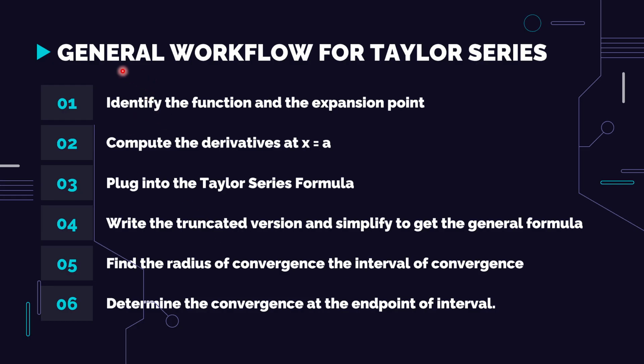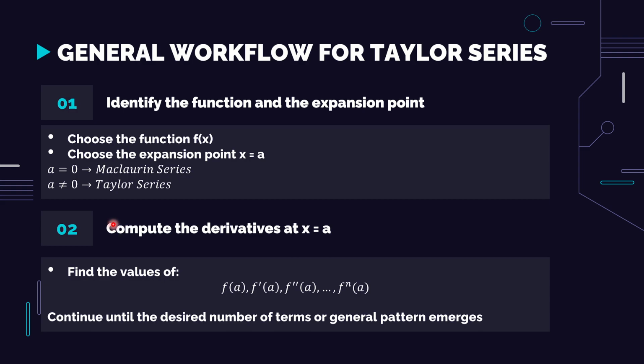So let me give you a general workflow for this Taylor series. By following these steps, you can easily find the Taylor series of our function. In step 1, you should identify the function and the expansion point, meaning you should have the given function f of x and the expansion point, which represents our a value. Again, if a is equal to 0, it is a Maclaurin series. Otherwise, if it is not equal to 0, then it is a Taylor series.